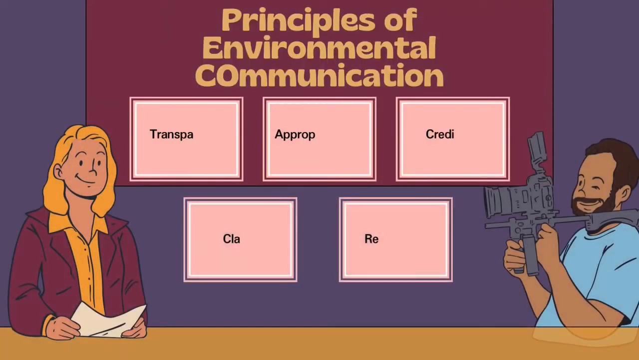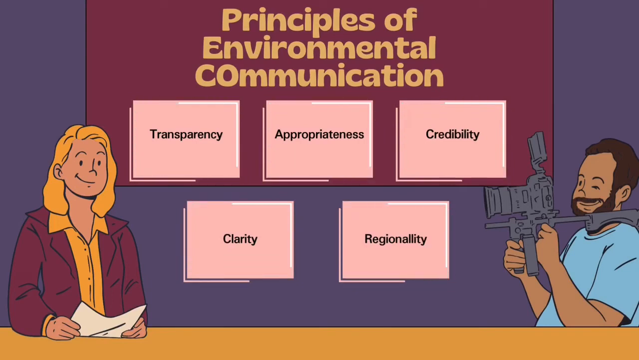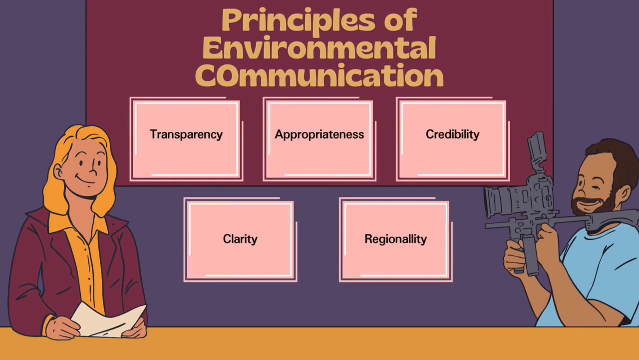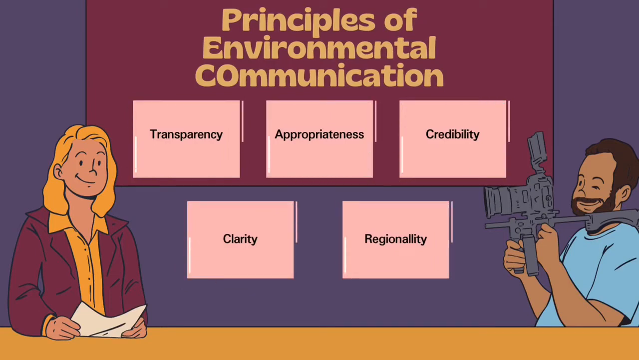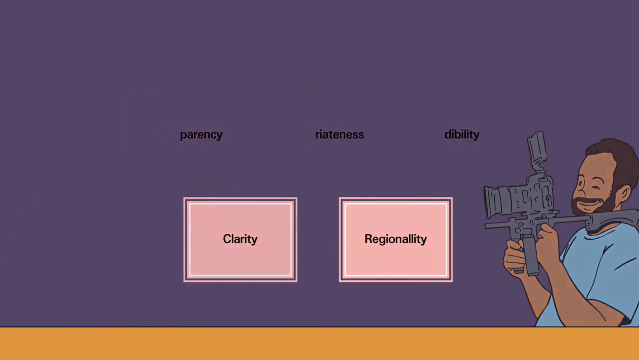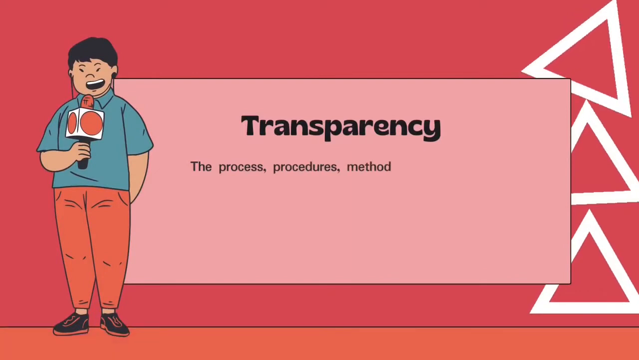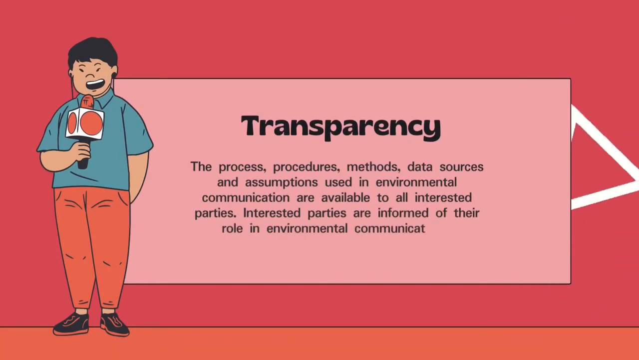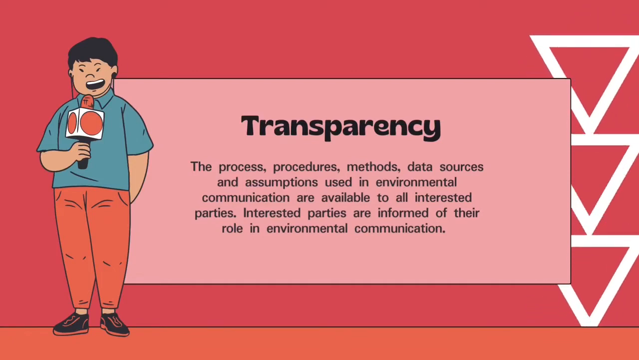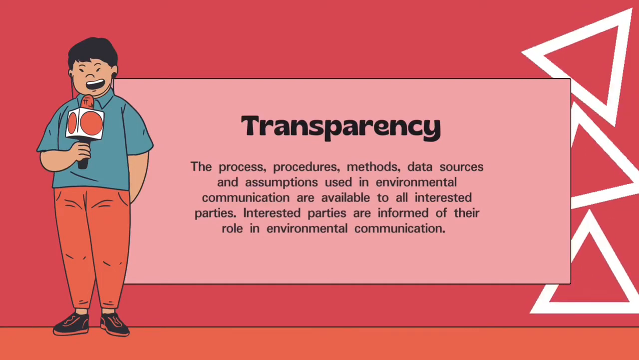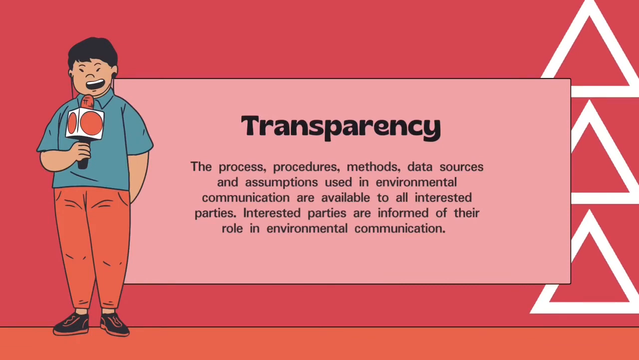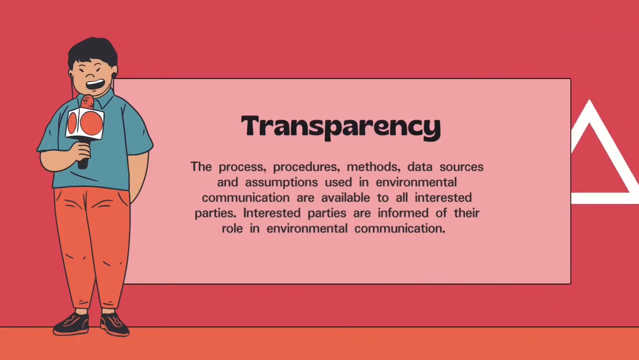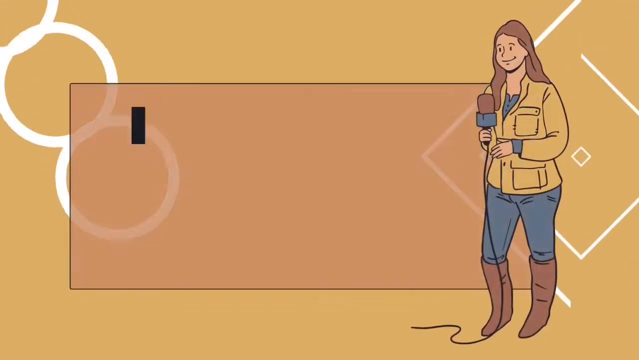Principles of environmental communication. First, transparency. Second, appropriateness. Third, credibility. Fourth, clarity. And the last one, regionality. Transparency: the process, procedures, methods, data sources, and assumptions used in environmental communications are available to all interested parties. Interested parties are informed of their role in environmental communication.